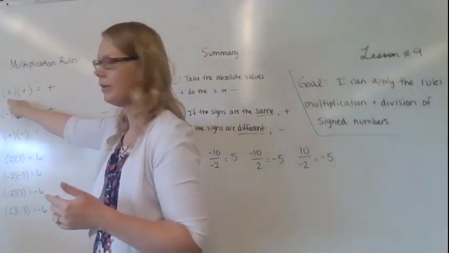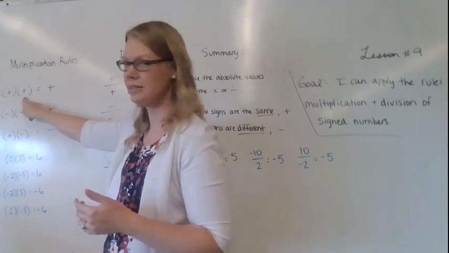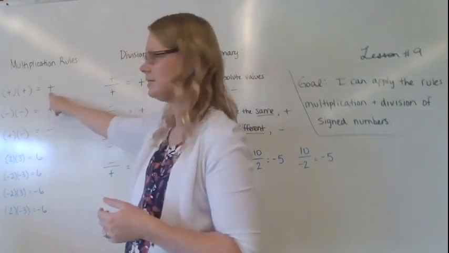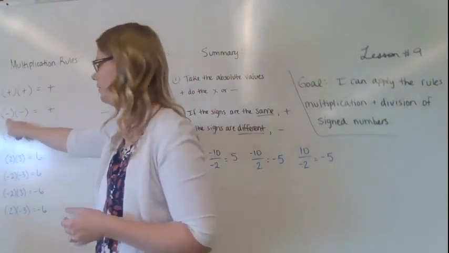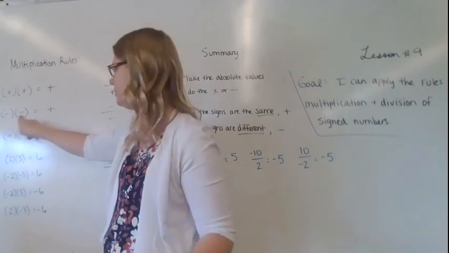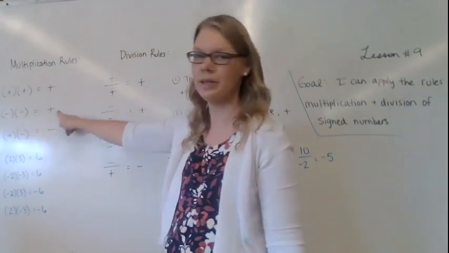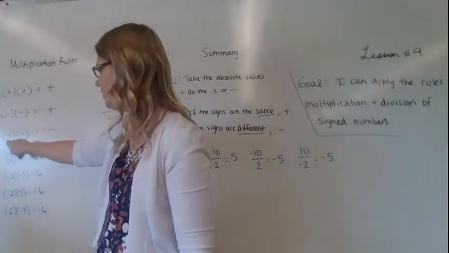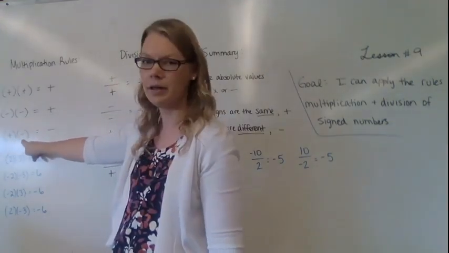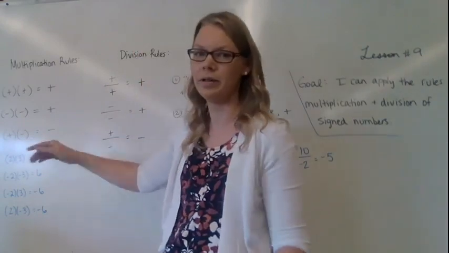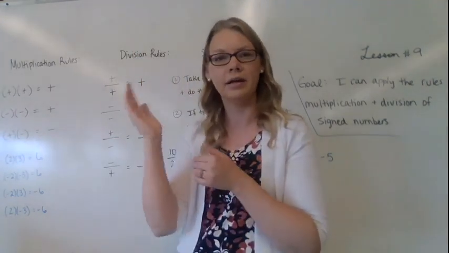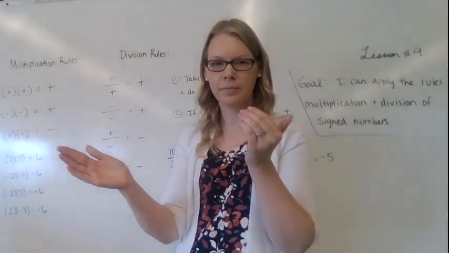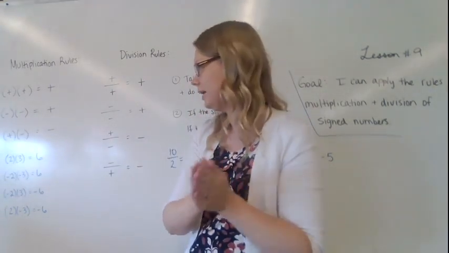First one is, if we have a positive number times a positive number, our answer will be positive. Next, if we have a negative number times a negative number, our answer will be positive. Lastly, if we have a positive number times a negative number, our answer will be negative. And you can also flip that. So if you had a negative number times a positive number, your answer would be negative.